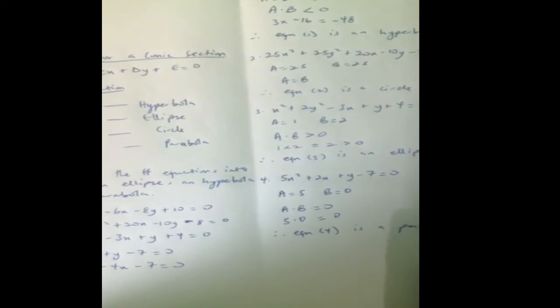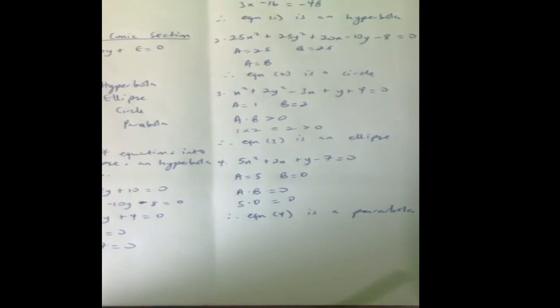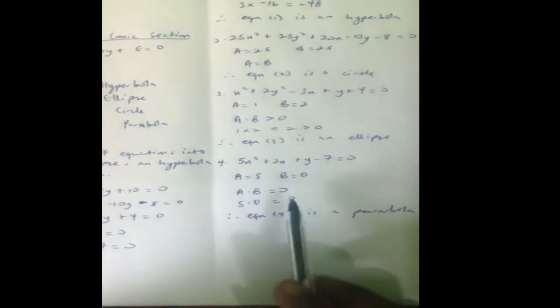Okay, then our equation 4 is a parabola because there is no b inside, because the a is the coefficient of x squared, the b is the coefficient of y squared. So with this equation there is no y squared, so our b is 0, but there's a coefficient of x squared inside, so it's a parabola.